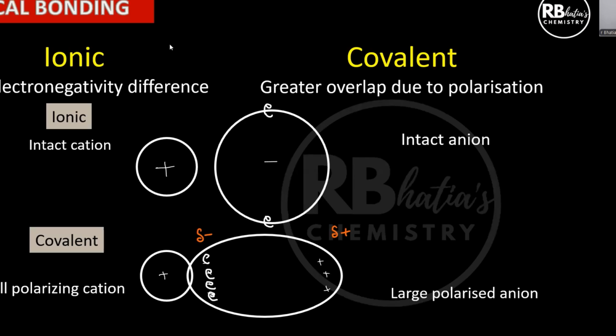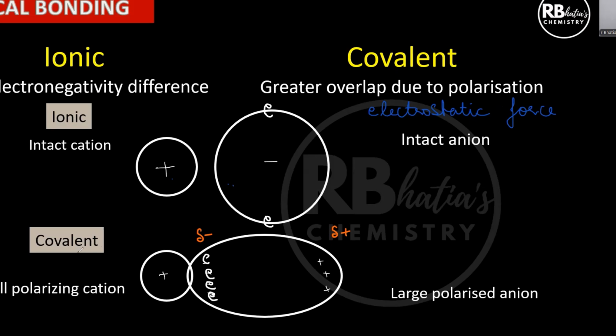So to begin with, I'm going to discuss what is the difference between an ionic and covalent compound. So in brief, you need to understand when the electronegativity difference between two combining atoms is very large, they tend to form an ionic compound. So in an ionic compound, an intact, proper, normal cation gets attracted towards an anion, and an electrostatic force of attraction holds the cation and anion together, and that is what we call an ionic bond.